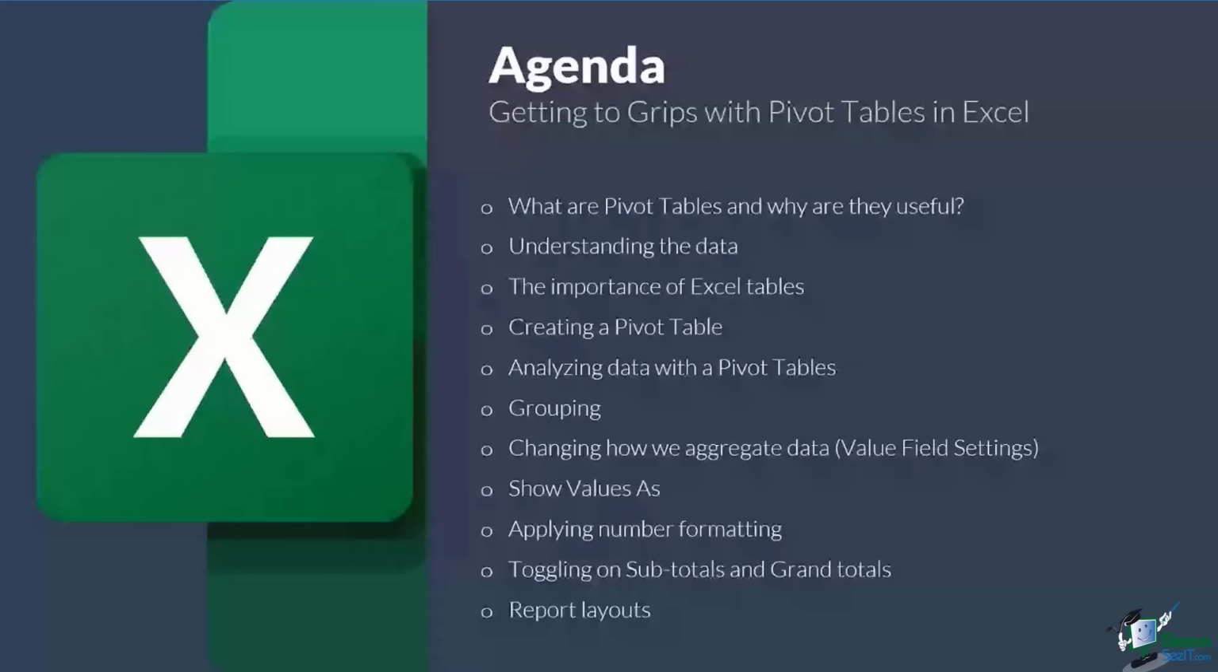So some of the most important things that you might want to do: how we can aggregate our data or change the way that we're aggregating our data, whether we're summing or counting or working out the average, things like that. I'm going to show you how you can show values as something else, so maybe a percentage of the total, things like that. We're going to take a look at how we can apply number formatting in pivot tables, because it does differ a little bit from when you're just applying number formatting to regular cells in Excel. So I'll show you that.